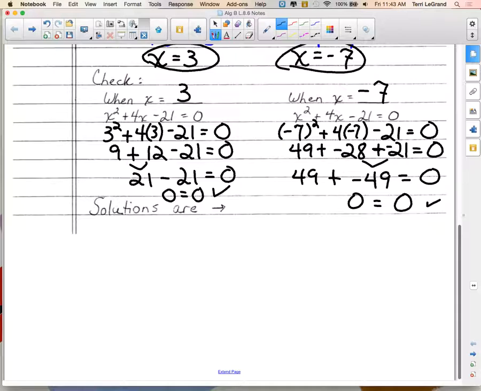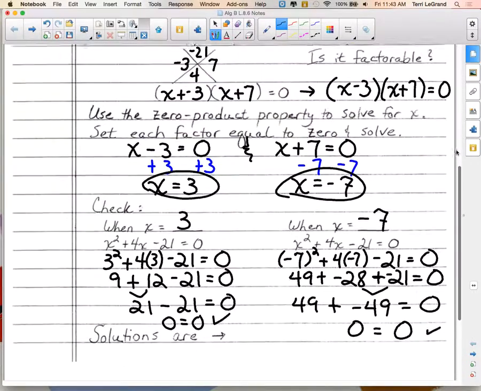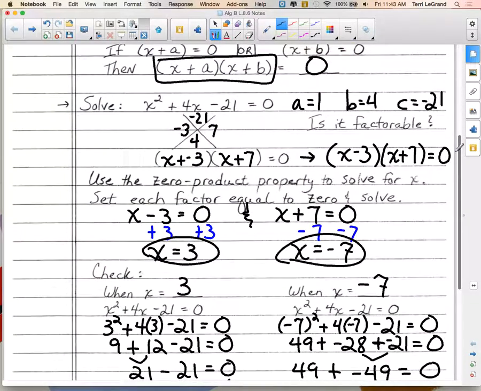Let's go back up to here, in this name. When we put +3 in for x, don't we have to put it in both places? Right? So what's +3 plus -3? 0. What's +3 plus 7? 10. What's 0 times 10? 0. Okay, how about the other one?